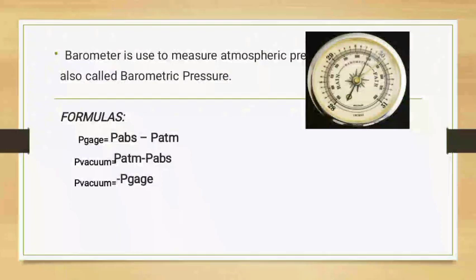A barometer is used to measure atmospheric pressure. It's also called barometric pressure. So the formula in finding the gauge pressure, P gauge, is equal to absolute pressure minus atmospheric pressure. In finding the vacuum pressure, it is atmospheric pressure minus the absolute pressure, or vacuum pressure is equal to negative gauge pressure.